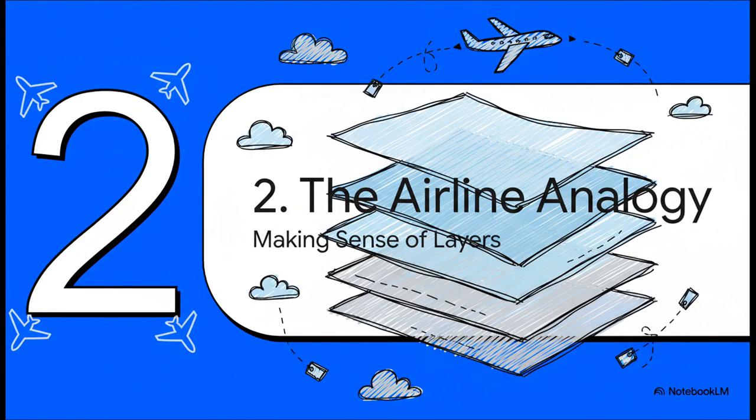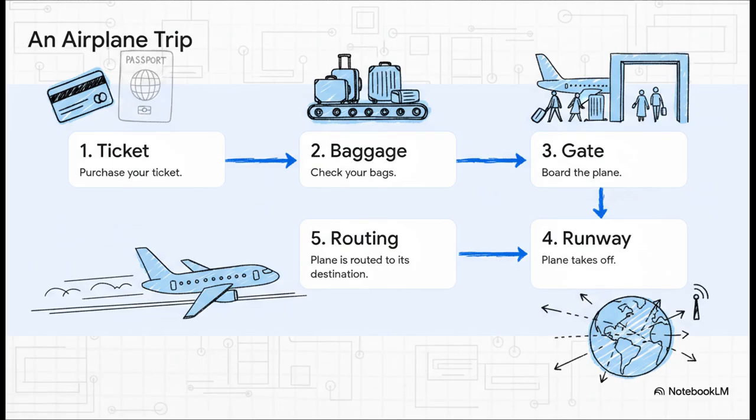Okay, to really get a grip on what these layers are doing for us, let's use a perfect real-world analogy. Let's talk about taking an airplane trip. Just think about the whole process, right? Each step is its own separate service, and it builds on the one that came before it. You can't check your bags until you've bought a ticket. You can't get to the gate until you've checked your bags. See? Each step is its own layer, performing a specific job.